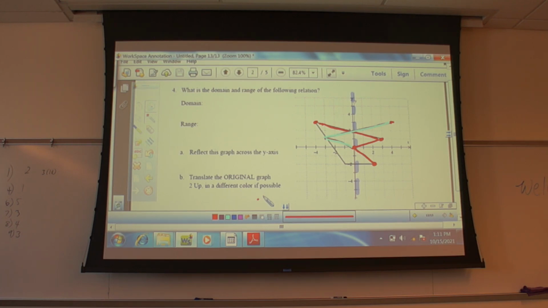Where does it reflect to? If I do that, is it going across the y-axis? Draw a line from there to, I guess, no, from here to your blue. You're doing the blue, right? To the blue.